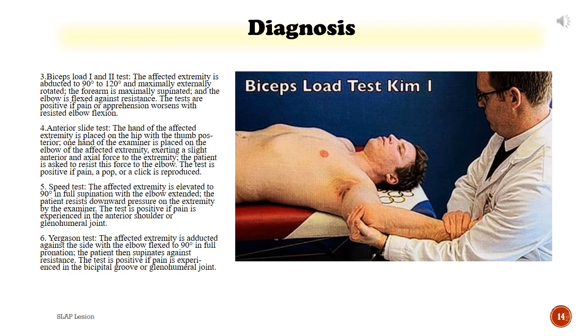Speed test: the affected extremity is elevated to 90 degrees in full supination with the elbow extended. The patient resists downward pressure on the extremity by the examiner. The test is positive if the pain is experienced in the anterior shoulder or glenohumeral joint. Yergason test: the affected extremity is adducted against the side with the elbow flexed to 90 degrees in full pronation. The patient then supinates against resistance. The test is positive if the pain is experienced in the bicipital groove or glenohumeral joint.